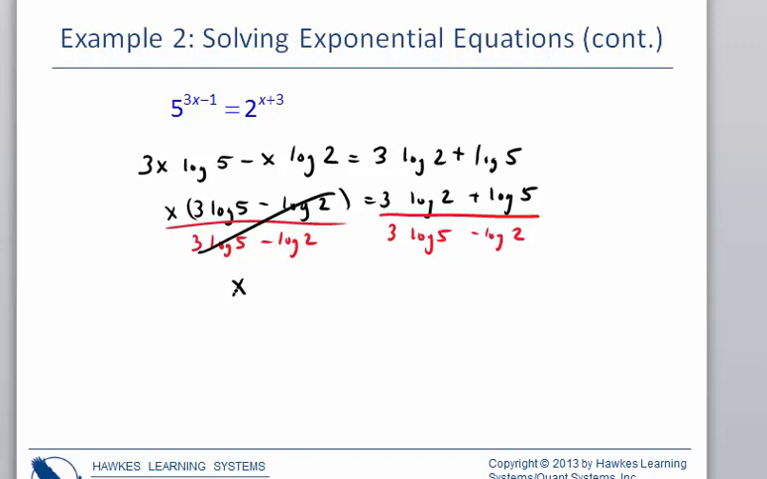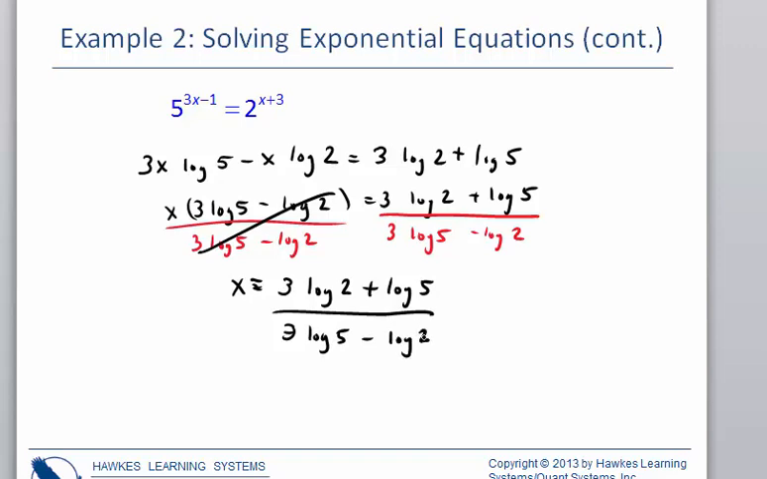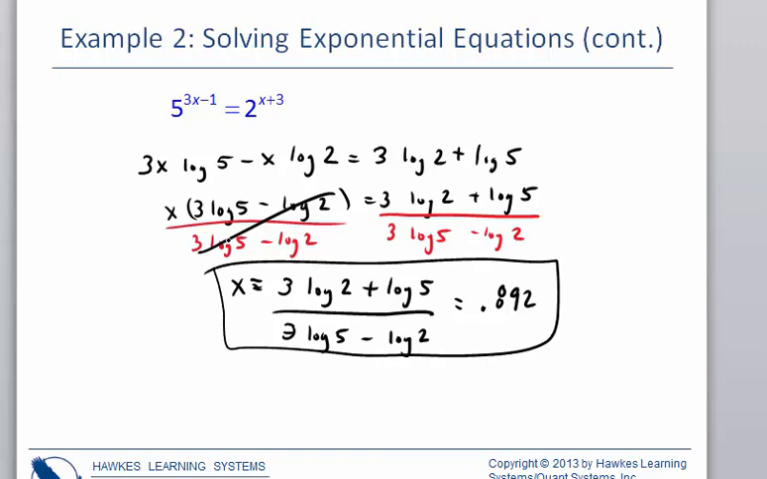Okay, so exact answer would be 3 log 2 plus log 5 divided by 3 log 5 minus log 2. And if you decide to put that in your calculator and give an approximate answer, you're going to have 0.892. All right, so that finishes up that example.